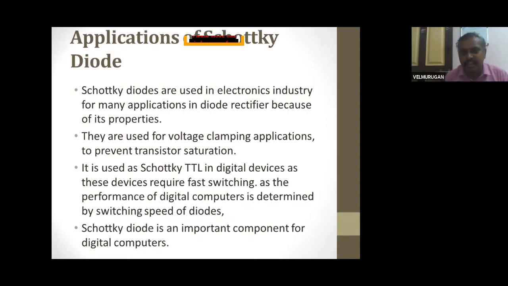Then it is used in Schottky TTL digital devices, as the device is required for fast switching and tri-state logic. For TTL digital devices, the Schottky diode is very important. The performance of digital computers is determined by the switching speed of the diodes, so you want it to act as a very fast switch. Last but not least, the Schottky diode is an important component for digital computers, where digital pulses are used.